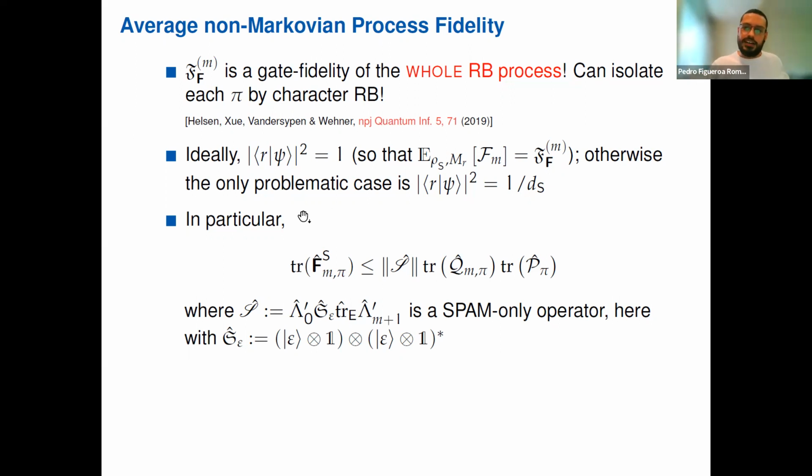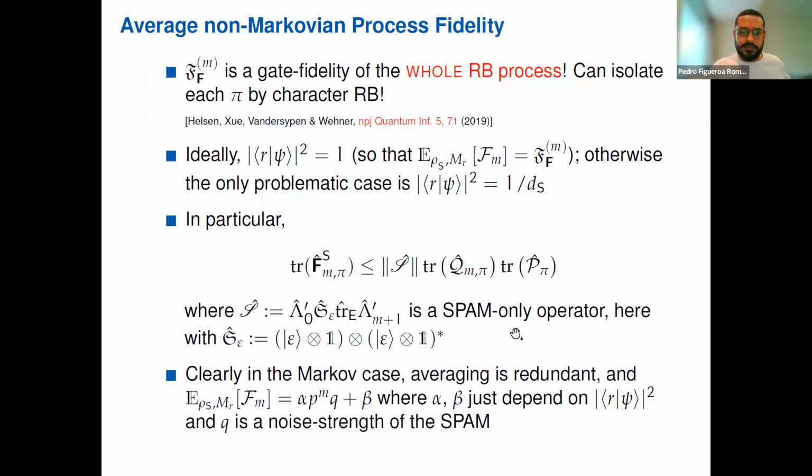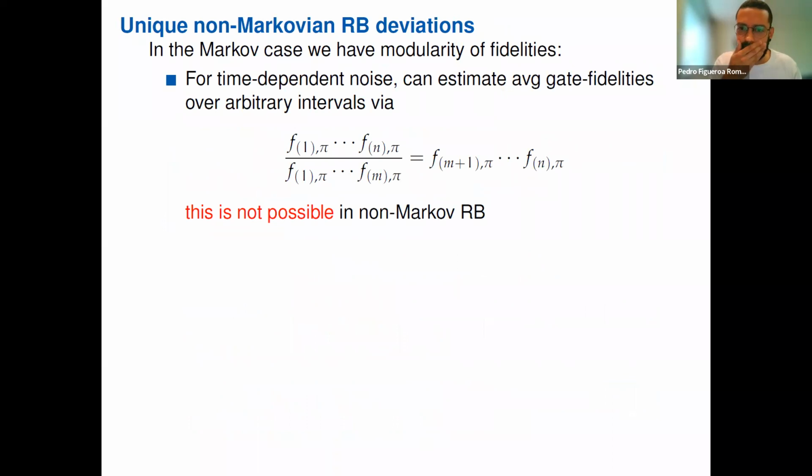So when you get this average gate fidelity of this F map, you can still try to separate the SPAM errors from the errors in the quality maps by using this inequality. We didn't explore this further, but at least there is some room to try to differentiate between those kinds of errors. And finally, to point out that obviously in the Markovian case, if you were to average over initial states and measurements, then that would be redundant. You would just get some expression of this kind where you just look at average SPAM errors, which would be the kind of extra information that you could look at.